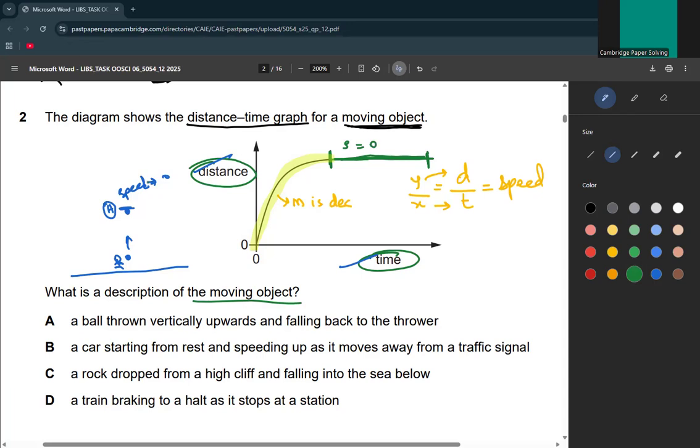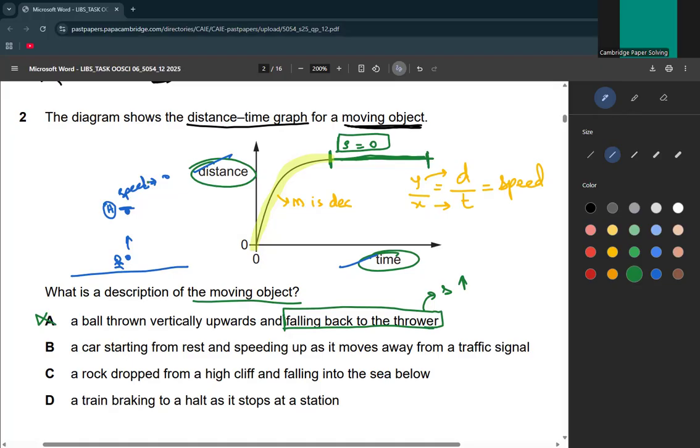Okay, got this point. But here they are saying a ball is thrown vertically upwards and falling back to the floor. It would have been falling back, so the speed would have been increasing. But here we can see that the graph is ending at speed equal to zero. This can't be correct.